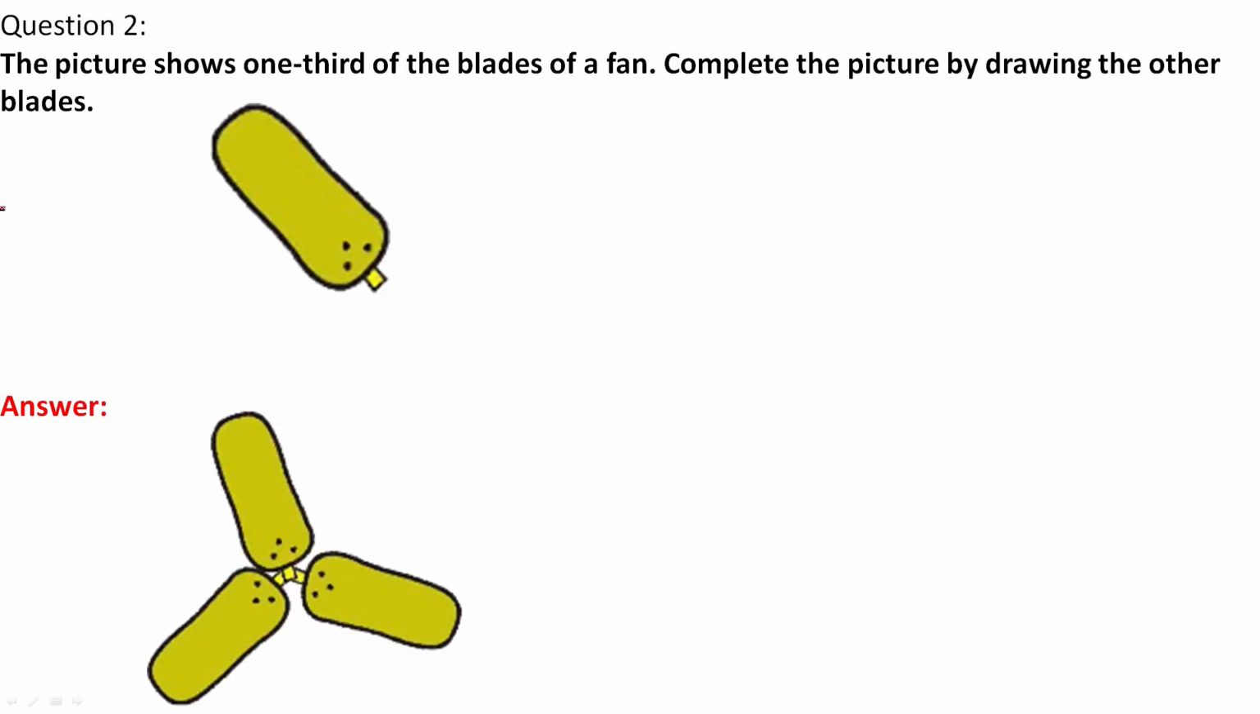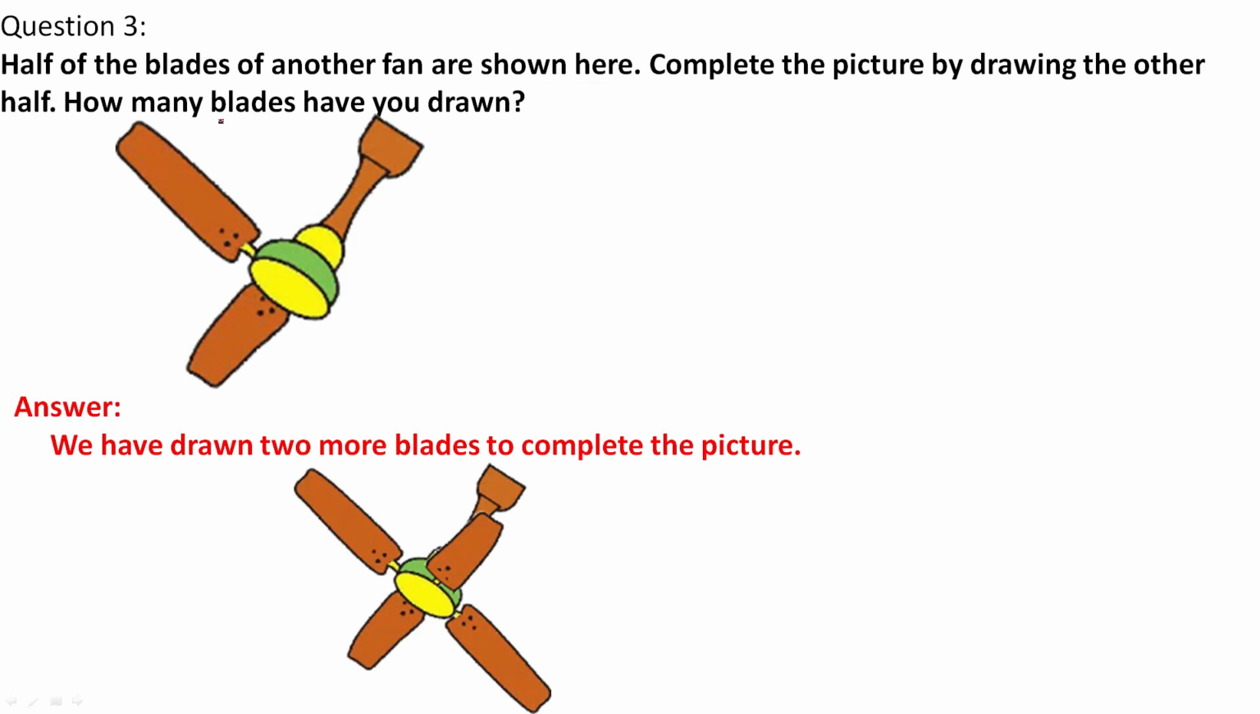Second one, in this fan 1/3 of the blade of a fan is shown. Complete the picture. The remaining 2 blades you have to draw for the fan. Half of the blades of another fan are shown. Only 2 blades are given, so the remaining 2 you have to draw to complete the picture.